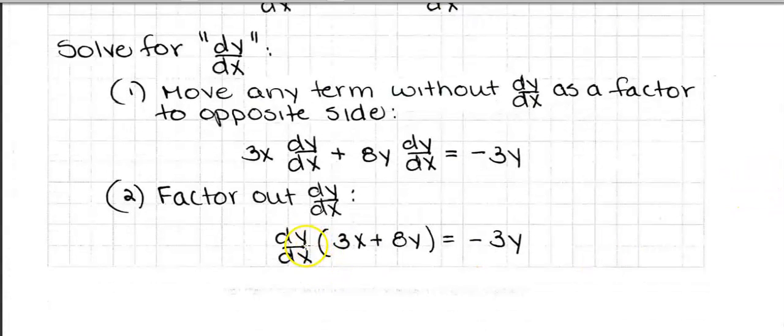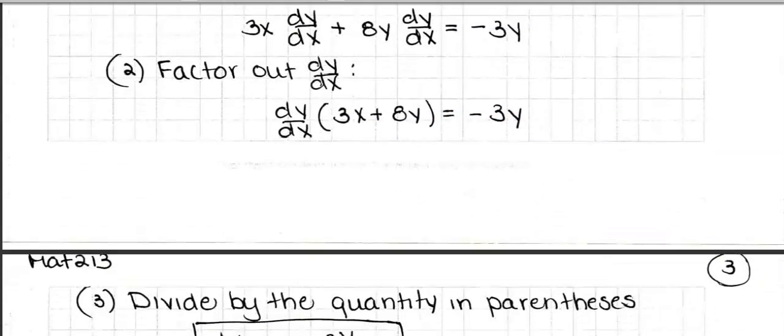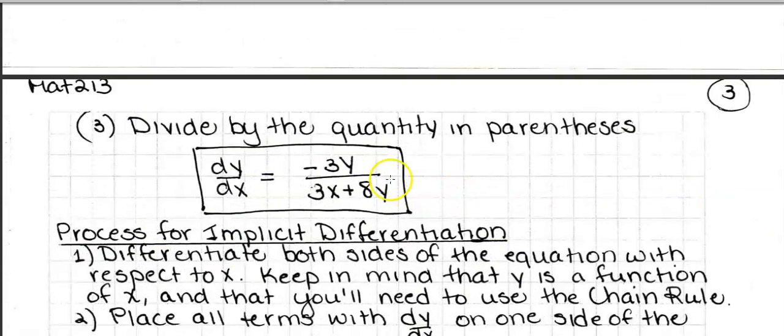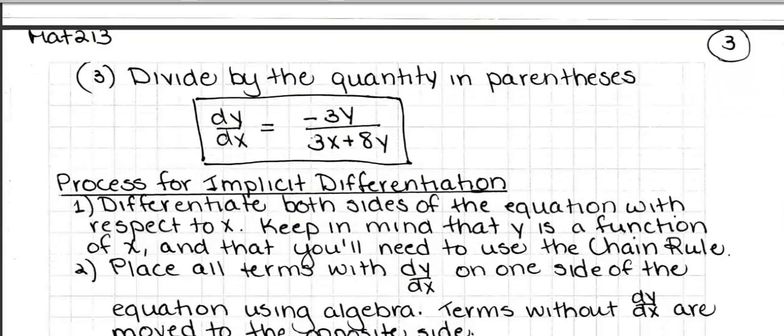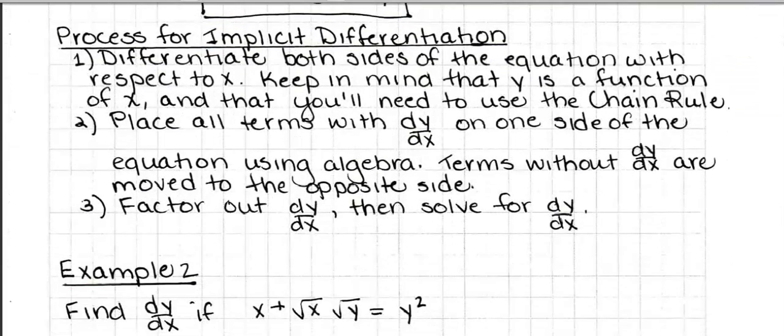The last step is, since this dy/dx is multiplying the quantity in parentheses, we're going to divide both sides by the quantity in parentheses to isolate dy/dx. And there is your implicitly differentiated y prime. If you want to see the steps listed out, we have them here.